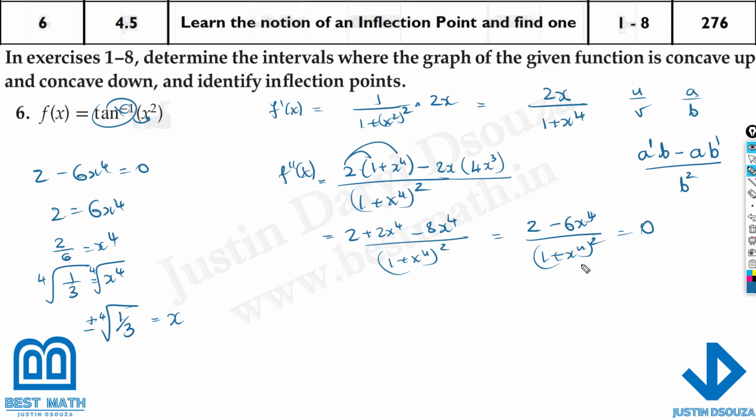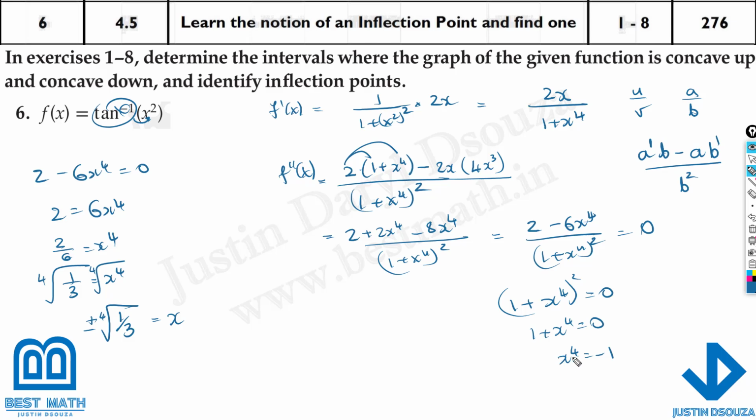What about the denominator? I'll just do it down over here. It's 1 plus x power 4. The square will cancel off, right? See, the square is there. Let's take the square root on both sides. Square root of 0 is 0. So you're just remaining with 1 plus x power 4 is equal to 0. Let x power 4 be there, equals minus 1.